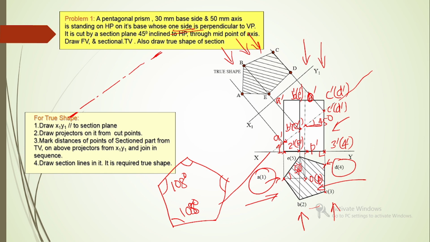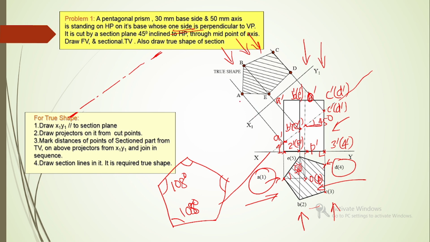Then we must draw the visual rays which pass through the intersecting points A dash, B dash, E dash and C dash, D dash, and those visual rays must be perpendicular to the section plane. Then we can mark points capital A, B, C, D, E, etc. by locating all the points on the corresponding loci.